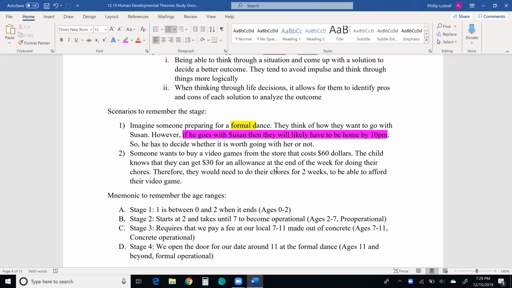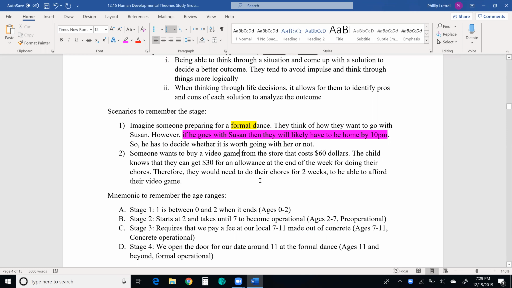Another example, someone wants to buy a video game from a store that costs $60. The child knows that they can get $30 from an allowance at the end of the week for doing their chores. Therefore, they'll have to do their chores for 2 weeks to be able to afford their game. So they would need to do the chores to get their game, but they're able to say, I get $30 for my allowance, and it would take me 2 weeks because 30 times 2 is 60. So they're able to say, if I do this, then this.